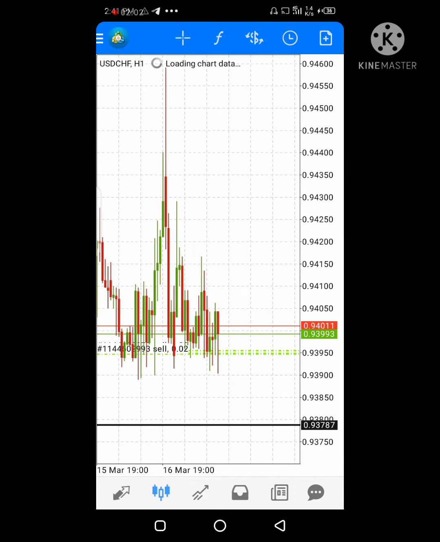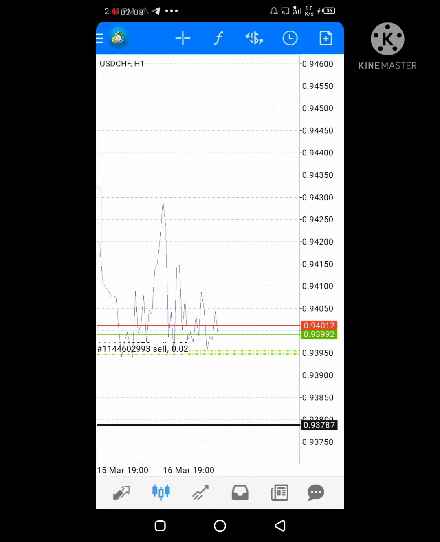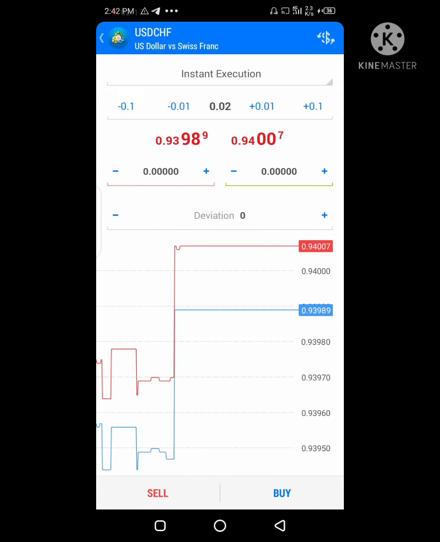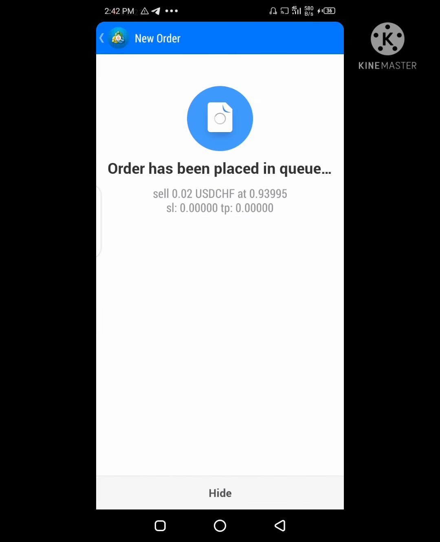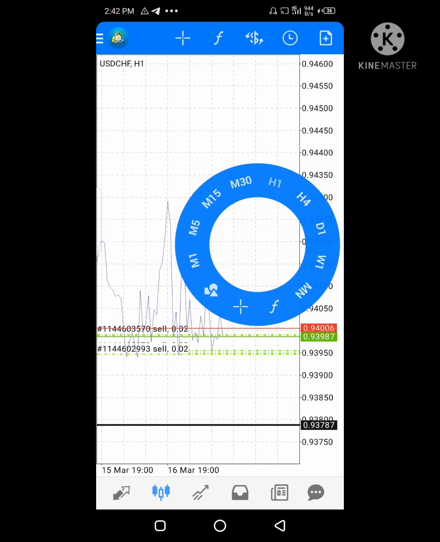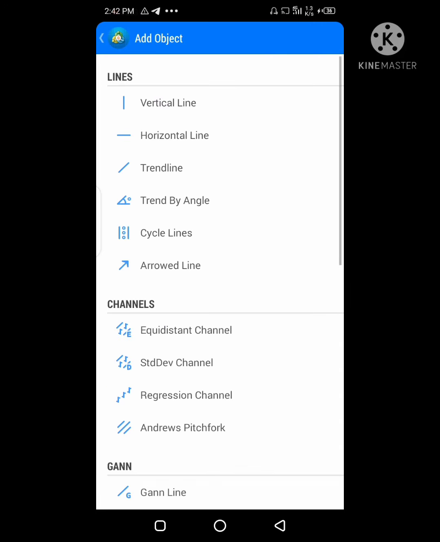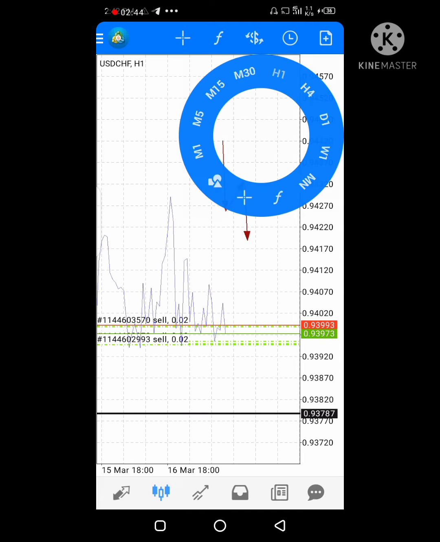we're going to change to the 1 hour time frame, and we're going to use this line chart. You can see I'm just going to place more sells. Okay, you can see price moves down, up, makes a pullback, makes a lower low.